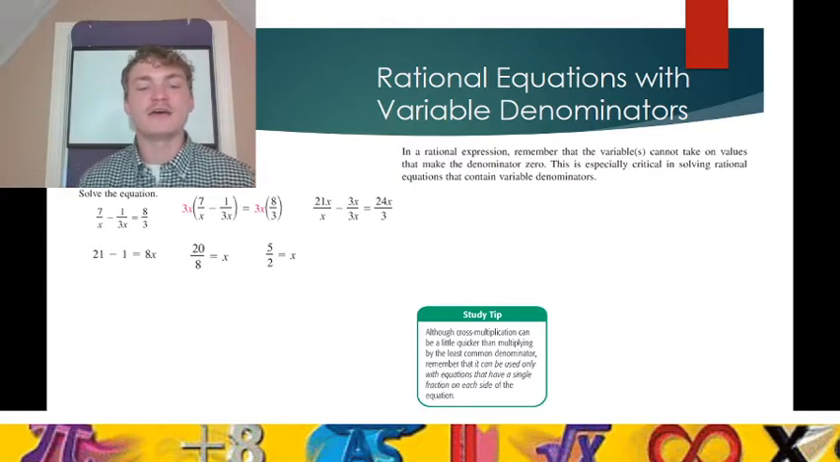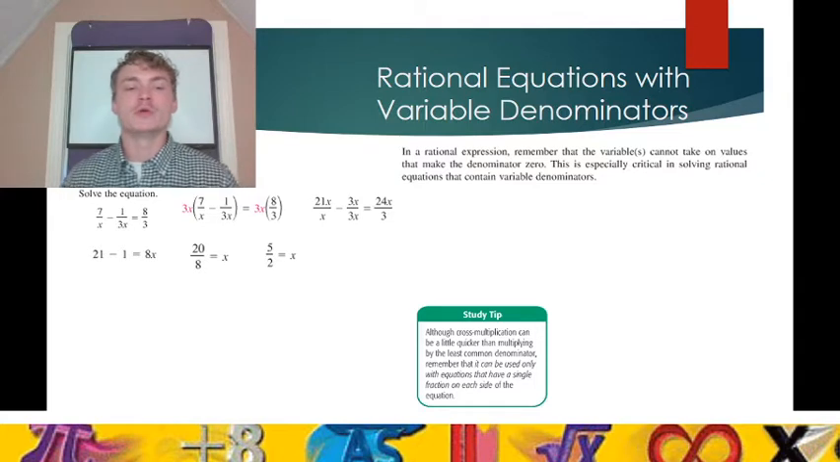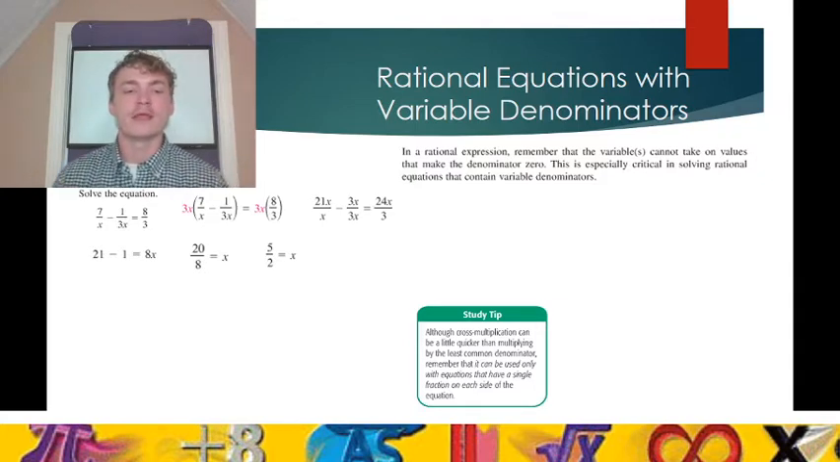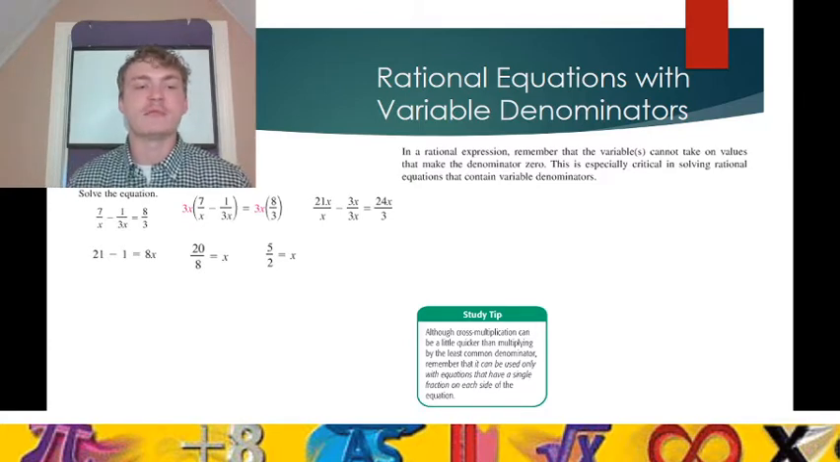Now, is 5/2 a number that we would restrict from our solutions? What is the only number that would make our denominator 0 in our equation? We have 3 denominators: the denominator x, the denominator 3x, and the denominator 3. Can there be any value of x that would make any of those 3 denominators 0?